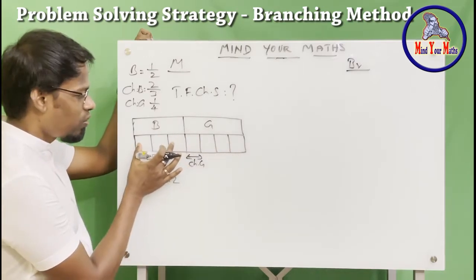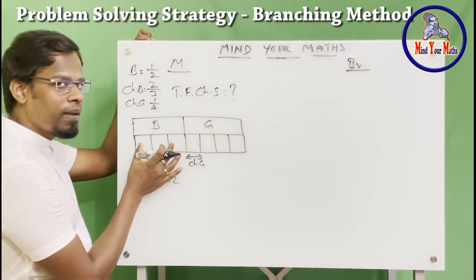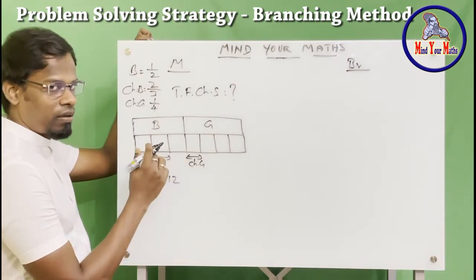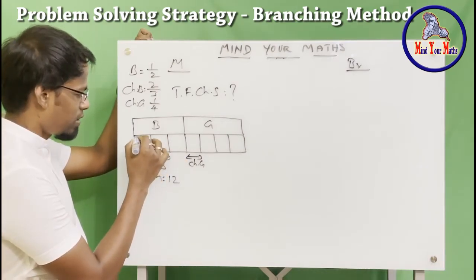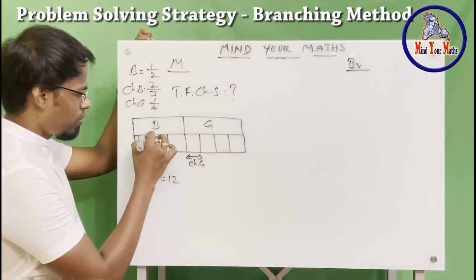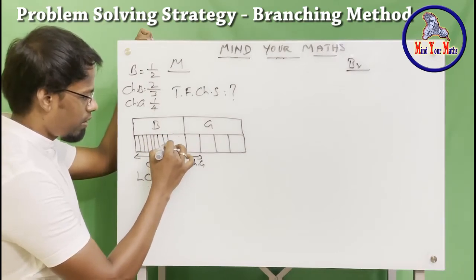So this side we have 3 units. To split into 12, what do we need to do? Yes, we need to split each unit into 4 smaller units. Let's do that. 1, and 2, 3 and 4. Same thing we do here. 3 and 4.